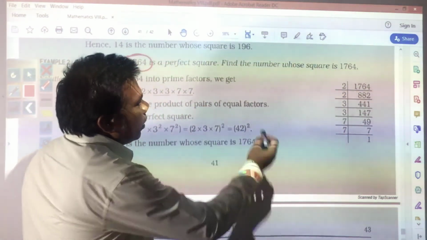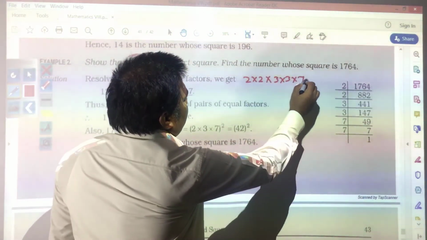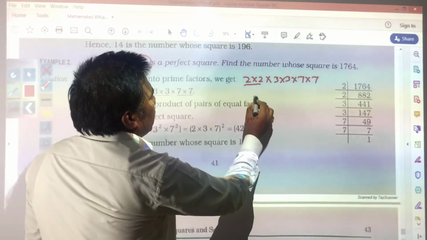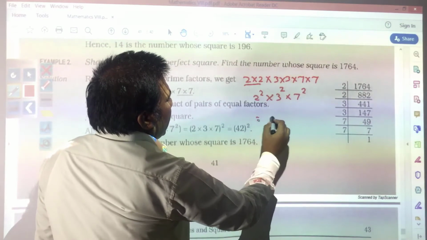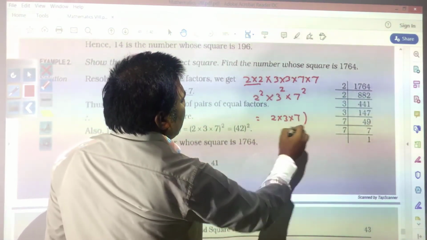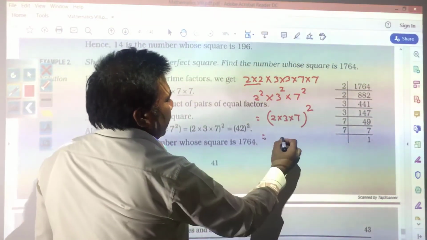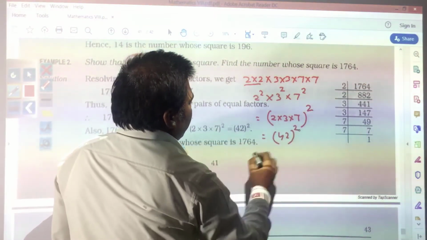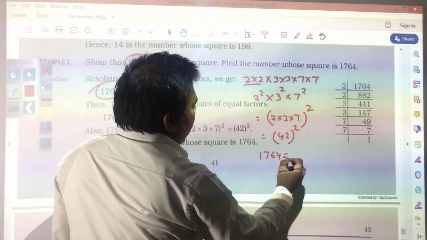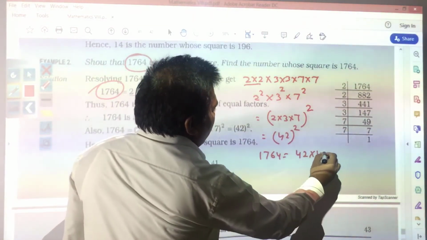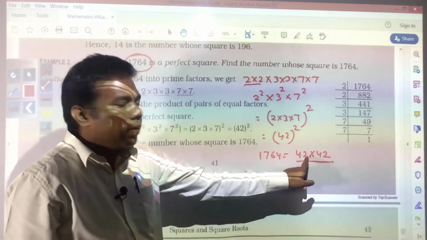So finally, you got 2 into 2 into 3 into 3 into 7 into 7. It means 2 square into 3 square into 7 square. It means 2 into 3 into 7 whole square. It means 2 3s are 6 and 6 7s are 42 square. It means this number 1764 is a perfect square of 42.